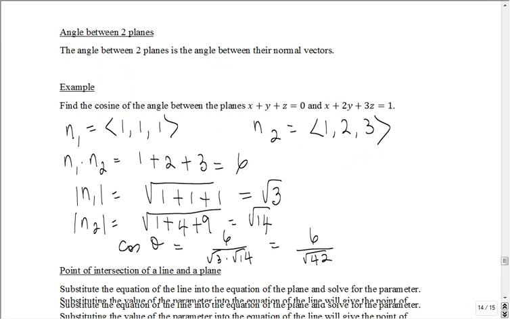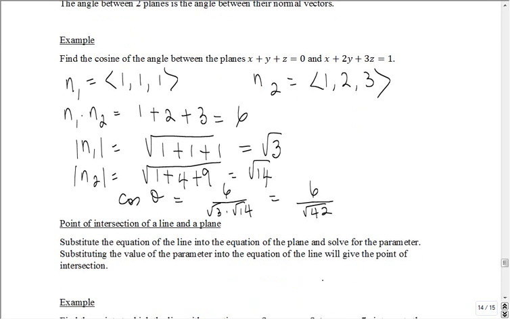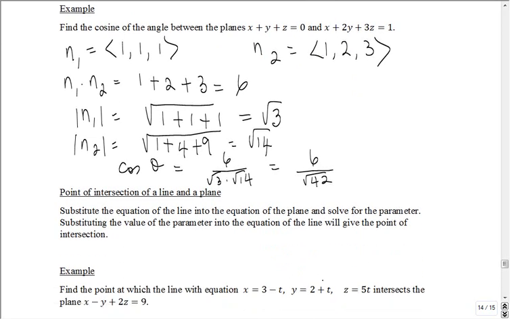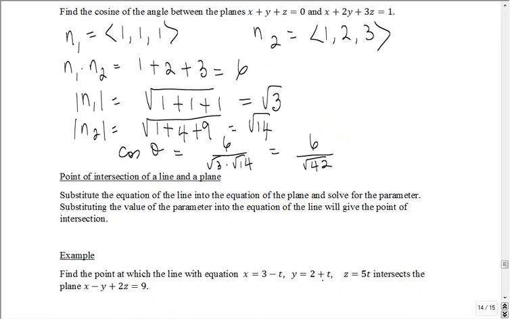Next concept. Point of intersection of a line and a plane. Again, how do you find point of intersection? By equating, solving, substituting. So what we do, we substitute the equation of the line into the equation of the plane and solve for the parameter and use that parameter to find the point of intersection. Okay, so this should be nothing too difficult. Let's do an example.